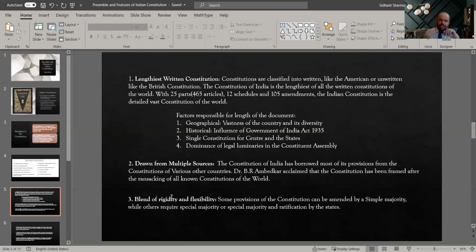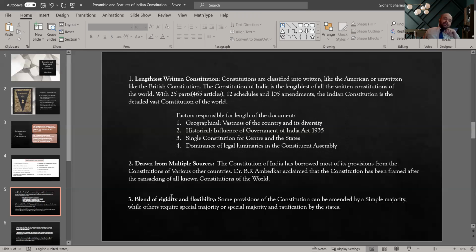Several features have been adopted from the Irish Constitution, from the British Constitution, from the American way of governance, even from the Australian constitution. We'll be studying in detail what the features are, because these minute details are asked in the exam, and these can be tricky. So you need to memorize what has been adopted from where and what is the feature that it entails in the Indian Constitution.